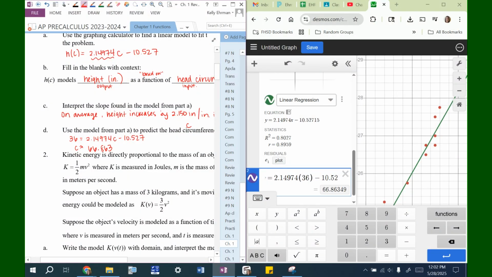This has me wondering about my own head circumference. Like, that seems very big. Is this likely? Maybe the model is not accurate.